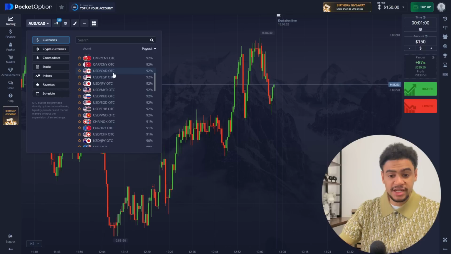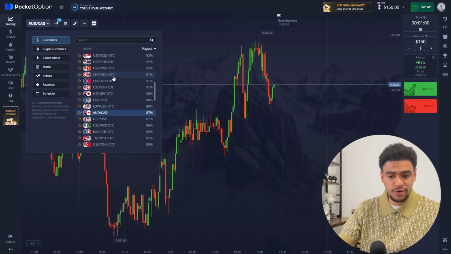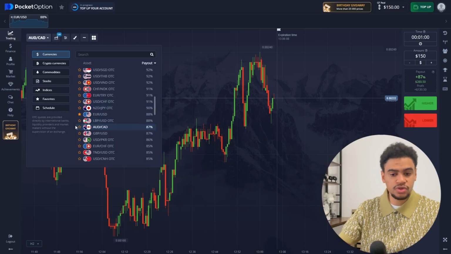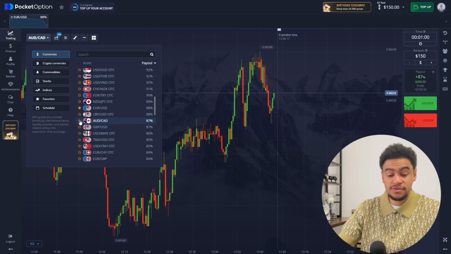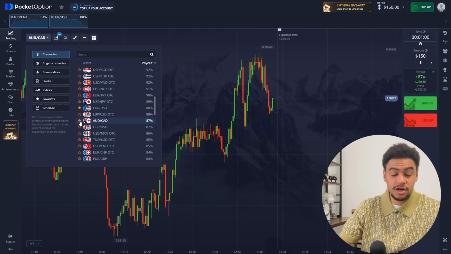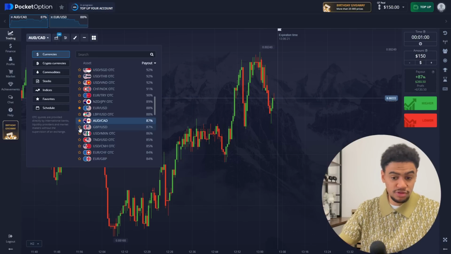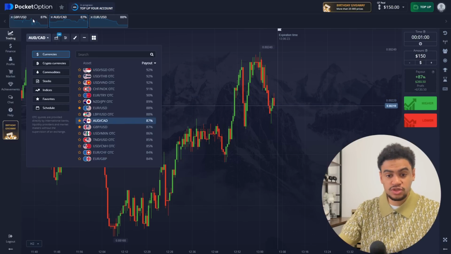Let's select some trading assets. As always, going for the highest payouts. Nothing new here. Select the highest payout because you want to make as much money as possible on every single trade that you do. You don't want to put $100 if you have a 30% payout and only get $30, right? You want to get $87 from your $100 that you invest. So there we have it.